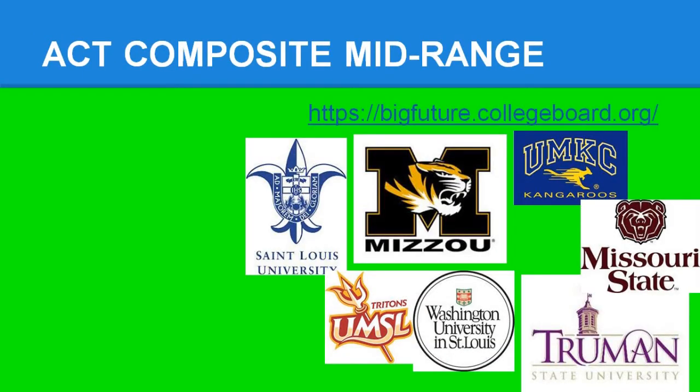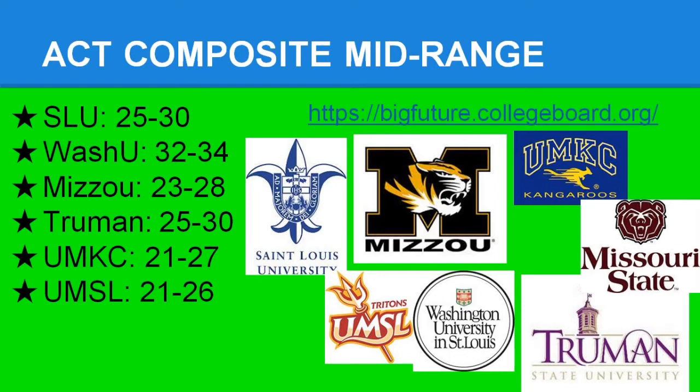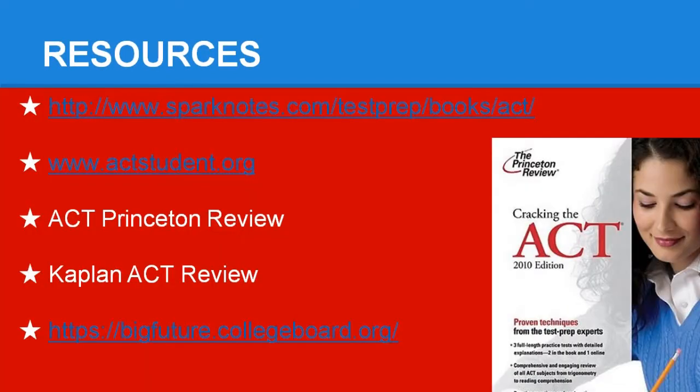If you know what schools you're particularly interested in, go to this website, bigfuture.collegeboard.org, and you can look at what kind of ACT score ranges they're looking at, as well as SAT and other test scores, and that'll help you know whether you need to take the writing test and what range you need to be in order to be able to get into that school. And these are some Midwestern colleges and universities, but Big Future has every single school you can think of.